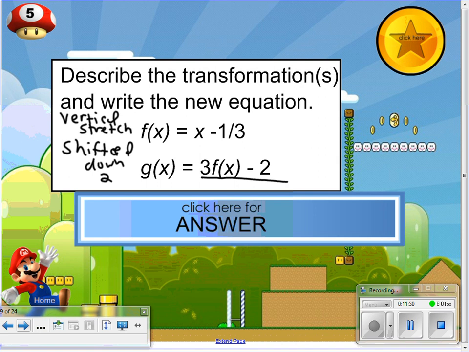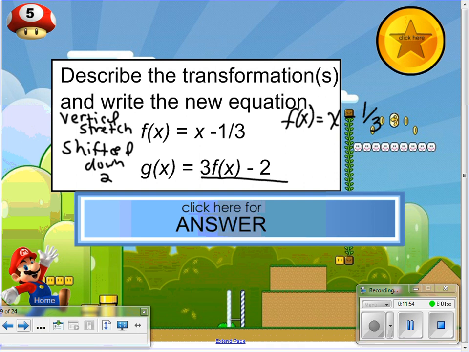Okay. Then it says to take care of exponents. We don't have any exponents. Then multiplication and division, and then take care of addition and subtraction. So we're actually going to take care of this multiplication of 3 first. So we're going to do each part of this one separately. So we have f of x equals x minus a third.